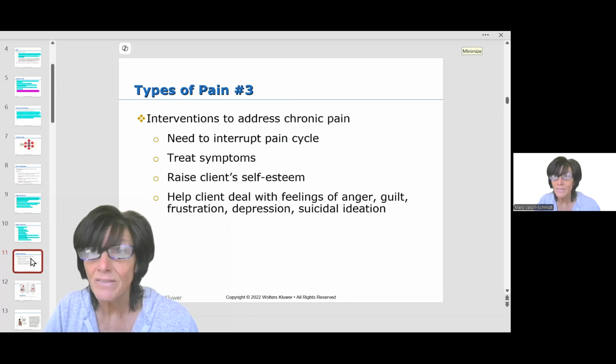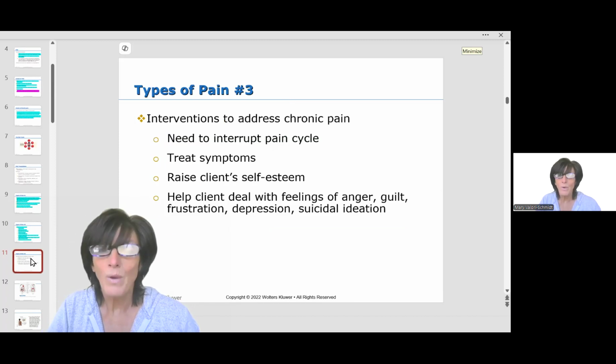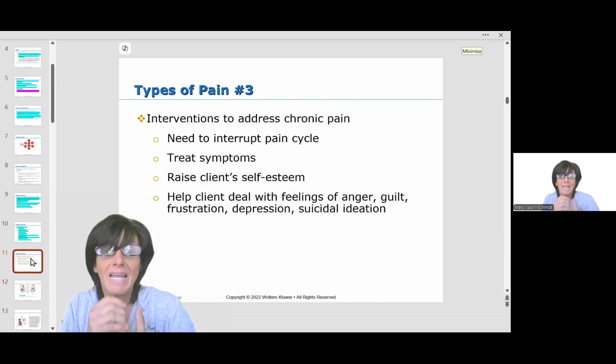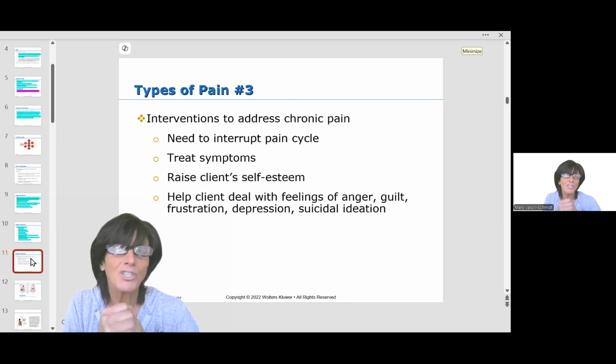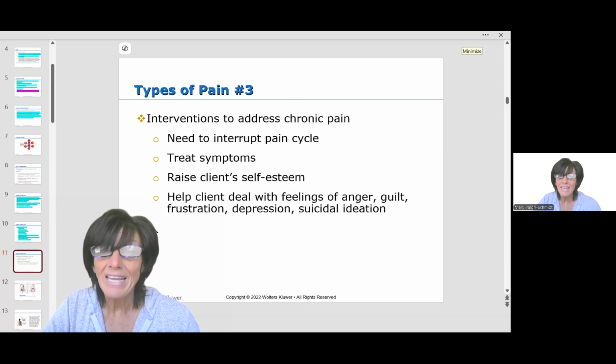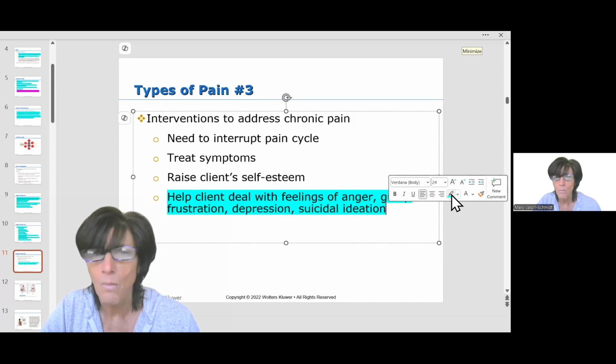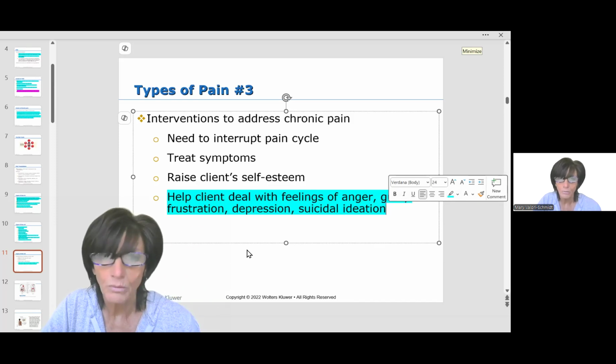And we need interventions to address chronic pain. So we have to break that cycle. And there are different ways of breaking the cycle, because sometimes if we don't break the cycle, it can even wind up with such severe depression that they can have suicidal ideation. Like, I can't live with this anymore. I may as well just not be here.